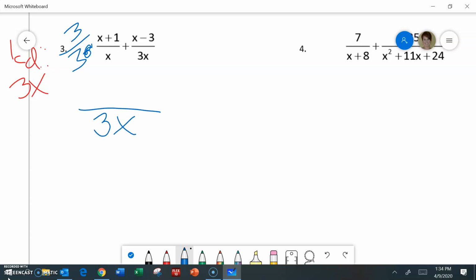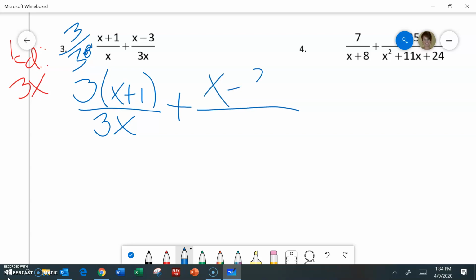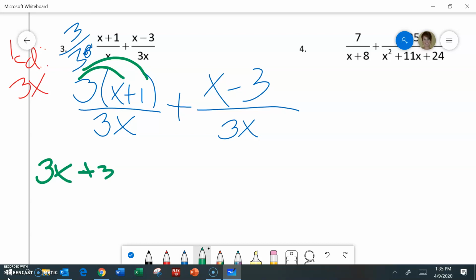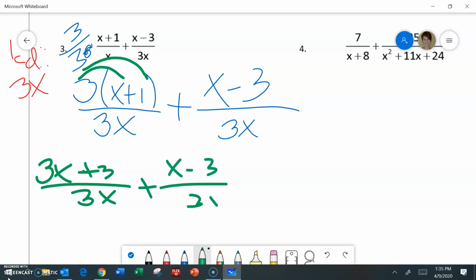Now I'm going to do this the long way instead of in my head, to show you. So that would be 3 times the quantity of x plus 1. And then over here, we have x minus 3. We didn't have to do anything to this second fraction, okay? So what I'm going to do is go ahead and distribute first. So I'm going to have 3x plus 3 all over 3x plus x minus 3 all over 3x.